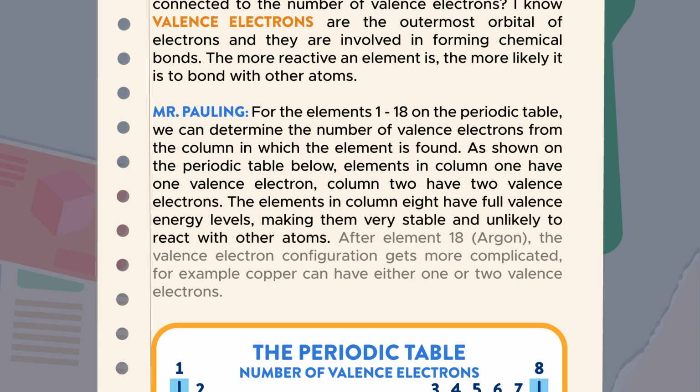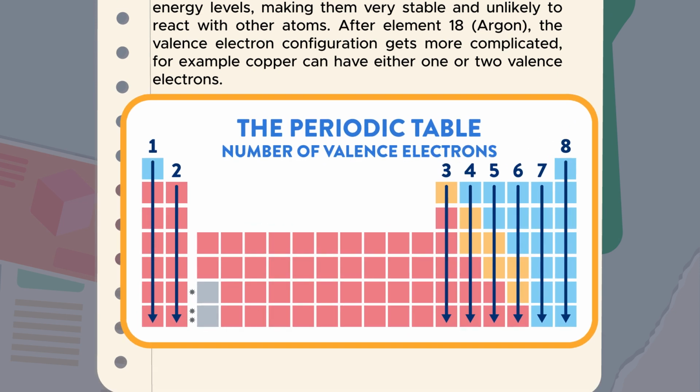After element 18, argon, the valence electron configuration gets more complicated. For example, copper can have either 1 or 2 valence electrons. The image shows how an element's position on the periodic table corresponds to its number of valence electrons.